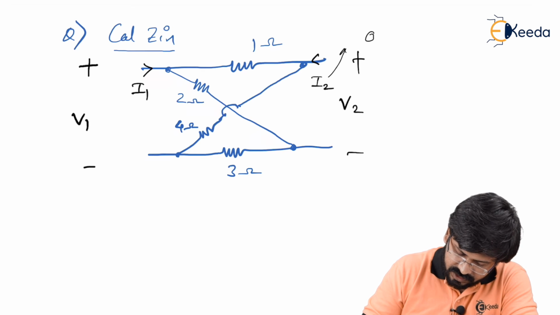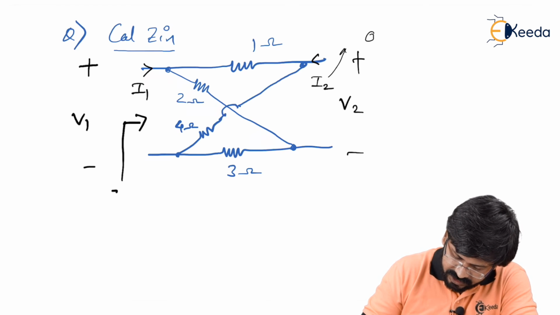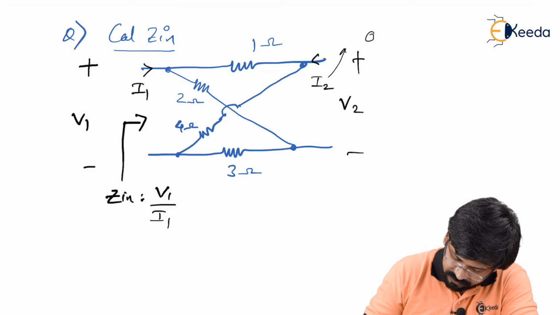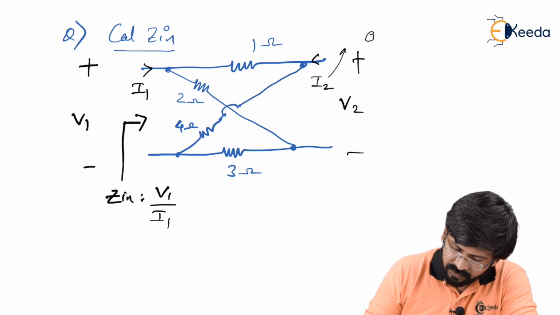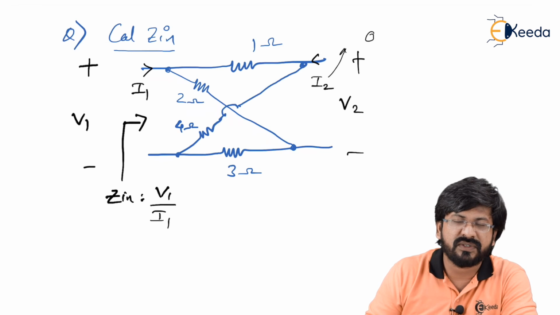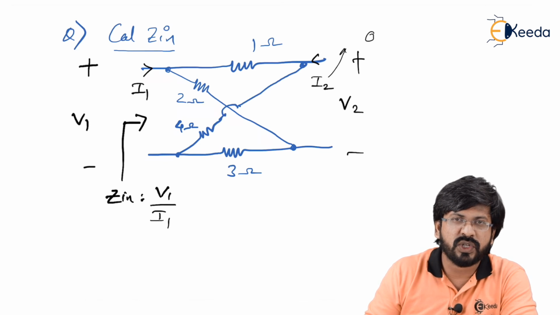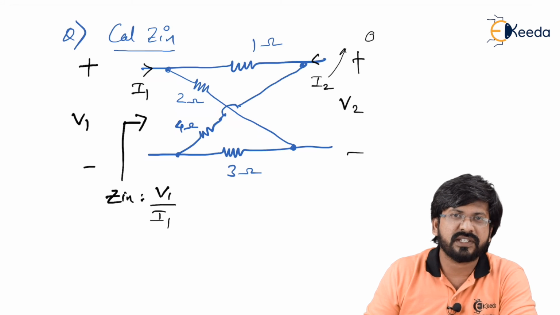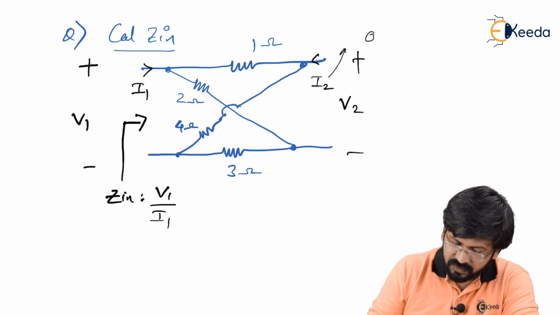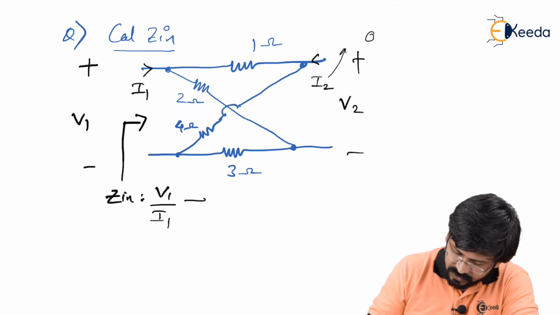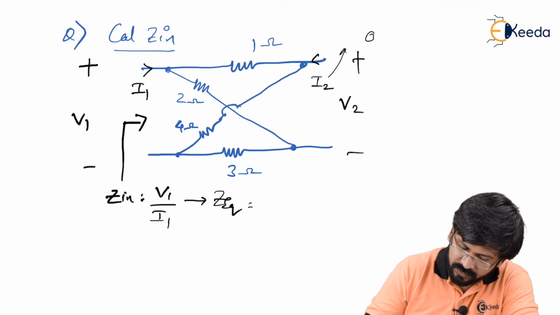So of course, Z in should be calculated at this end by having a ratio of V1 by I1. Please remember, whenever you do these calculations V by I, where V is a source voltage and I happens to be the source current, then it is always giving you Z equivalent between 2 points. So this is Z equivalent actually.